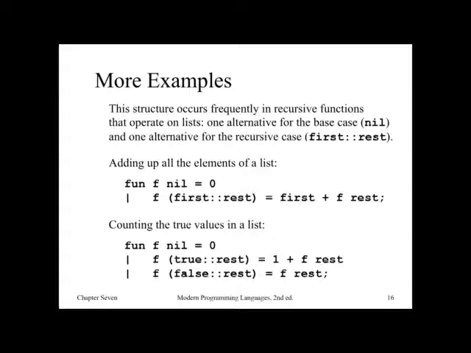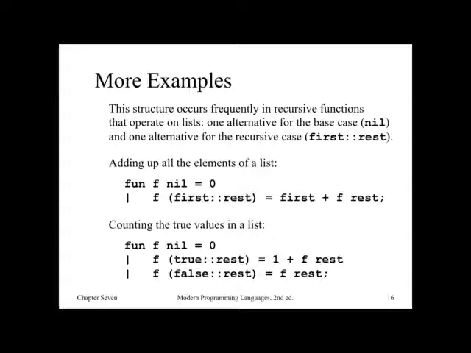And if it's nil, I'm 0. And if it's not, I get to this next part where it's always going to be first and rest anytime it's a list. And I'm going to be first plus, and then I call the function f with rest. So that's the new list, right? And all these are going to evaluate their way back up.